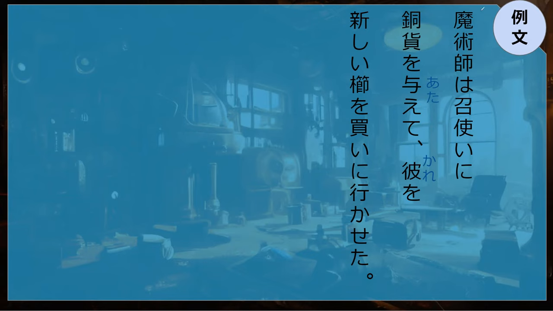Who was our subject here? The magician. So the magician gives money to the servant. Right. The magician gives money to the servant.